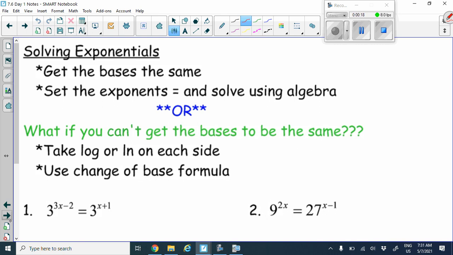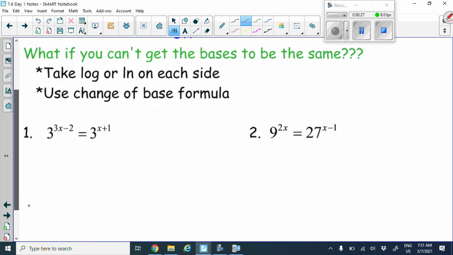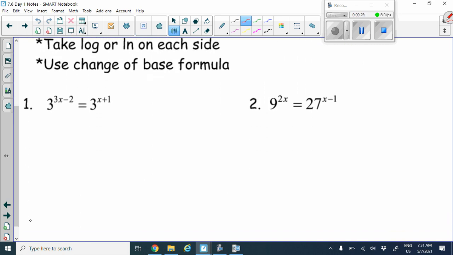We're going to do that, and then we'll be able to set the exponents equal to each other and solve for the variable, okay? So let's look at those type of problems. So number 1, we have 3 to the 3x minus 2 equals 3 to the x plus 1 power. Notice that the bases are exactly the same here.